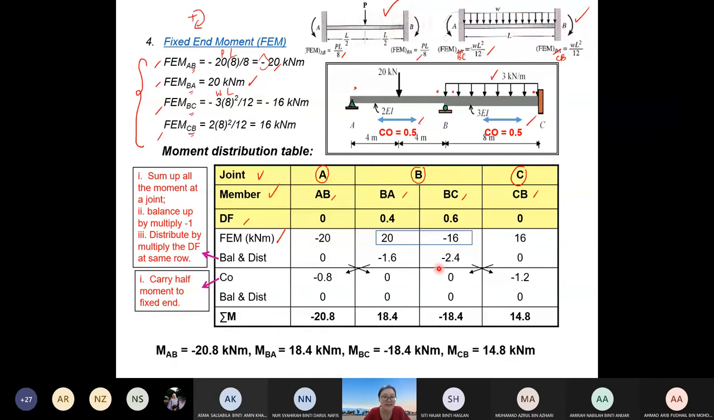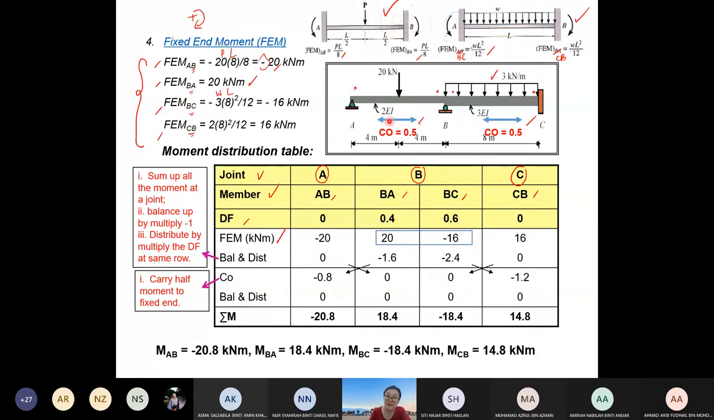Of course we can try another example later. Then you proceed with this joint C. Maybe we do it quickly. 16, we balance, sum up will be 16, multiply negative 1 will be negative 16, then multiply with distribution factor, you get 0. Another very important step is carry over.